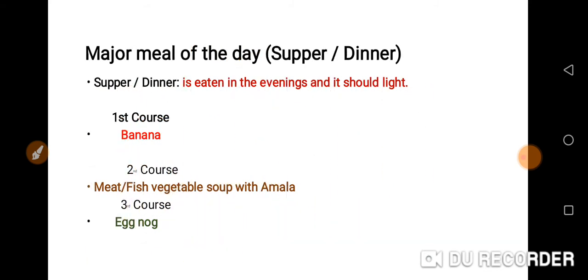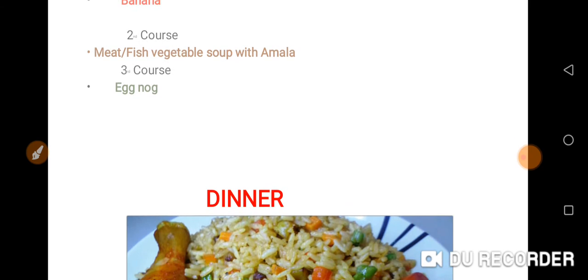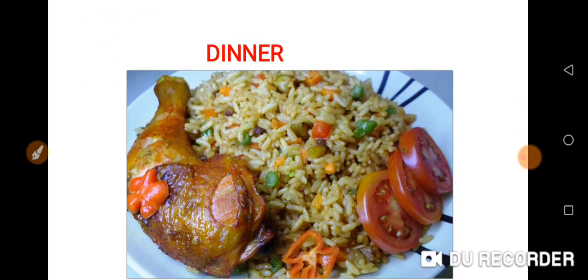And the third one is supper or dinner. Supper or dinner is eaten in the evenings and it should be light. As I said earlier, it must comprise the first course, second course, and third course, as you can see on the screen. For us to get a balanced meal, when we are planning our meal, it must comprise the 3-course meal. So we can take this as dinner.